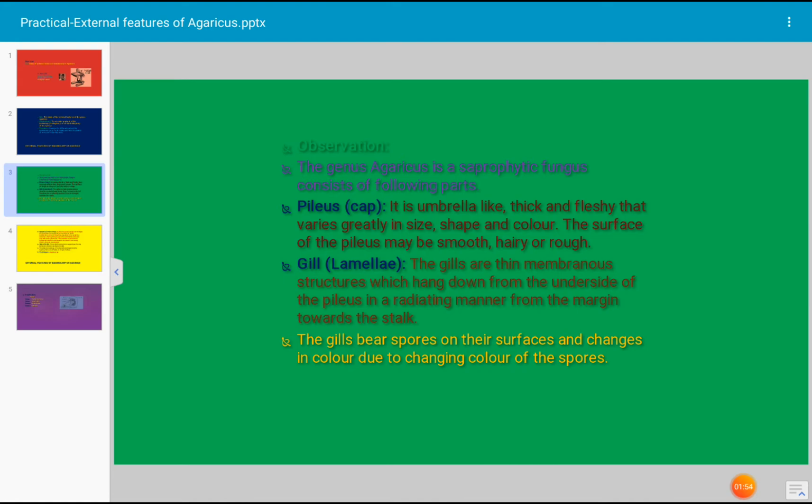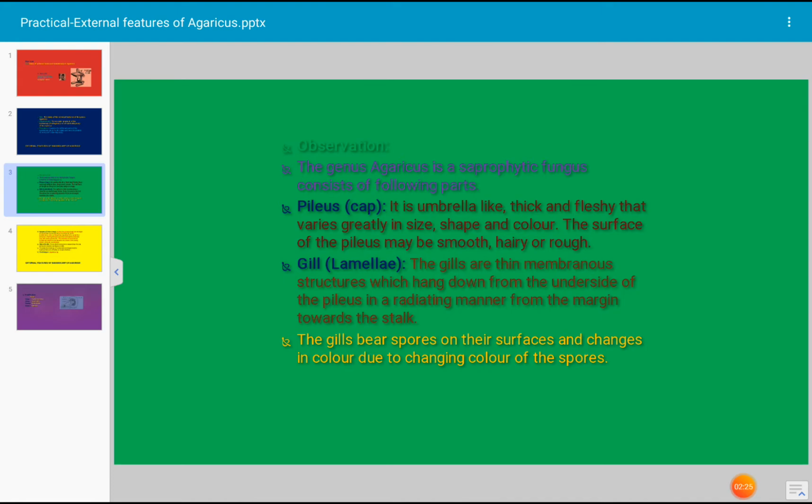The genus Agaricus is a saprophytic fungus. That means it can grow on different types of organic matter. Soil which is rich in organic matter, that is leaves and humus rich soil, is more favorable for the growth of Agaricus. Let us see which are the different parts of the basidiocarp or the fruiting body of Agaricus.